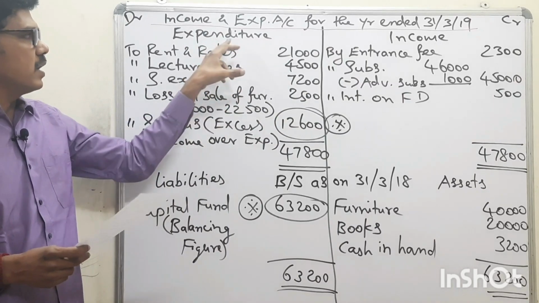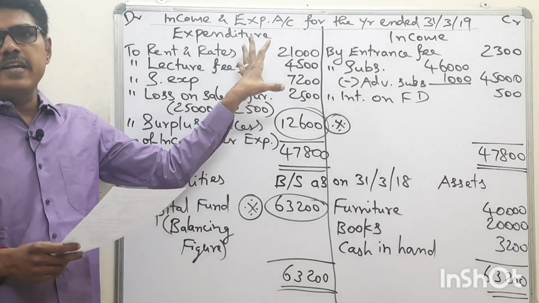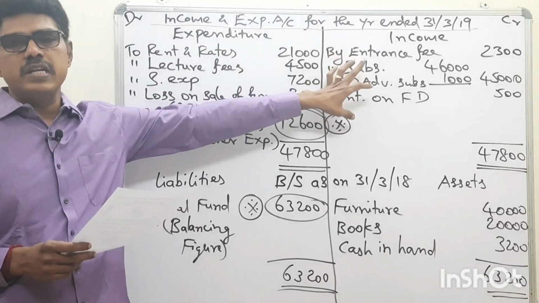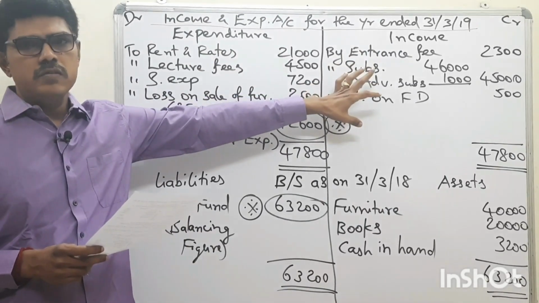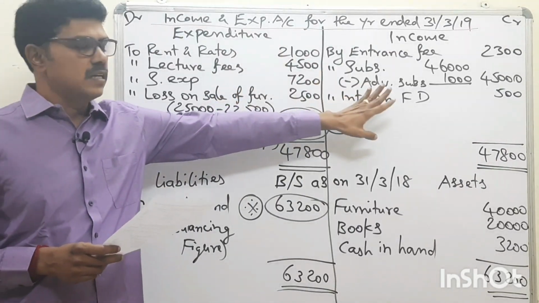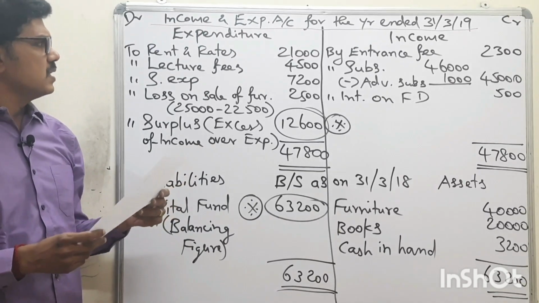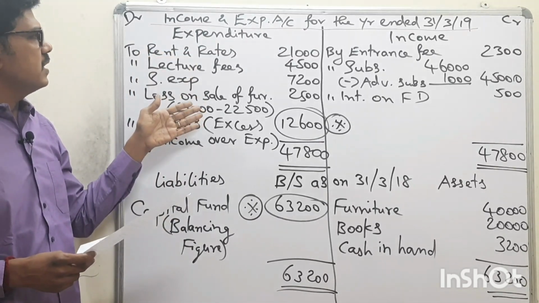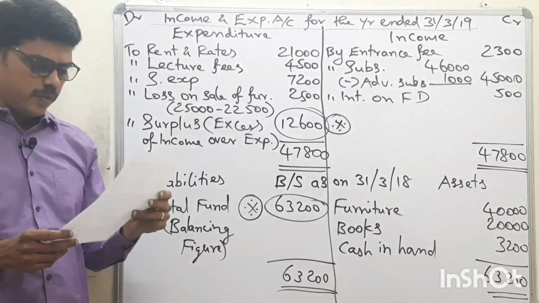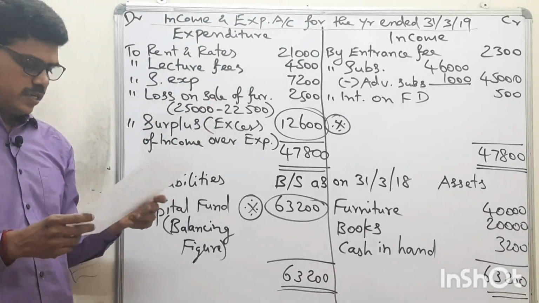This side, we are going to record all the expenditure and losses by using the rule debit all expenses and losses. In the credit side, we are going to record all the incomes and gains by using the rule credit all incomes and gains. This side is the expenditure side. The right hand side is called the credit side. First, we should see what are the expenses to be recorded in the debit side of the income and expenditure account.